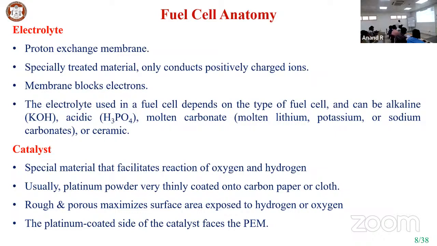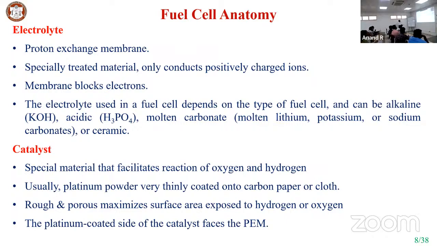So electrolytes, there are different electrolytes that are generally used. The fuel cell is named based on the electrolyte: alkaline fuel cell, acidic fuel cell, phosphoric acid. Molten carbonate is a high temperature fuel cell, with molten lithium, potassium, and sodium carbonates, or ceramic, something like a solid. So maybe a mixture of liquid and solid, or sometimes the electrolyte itself is there. High temperature withstanding materials, probably carbonates and ceramics.